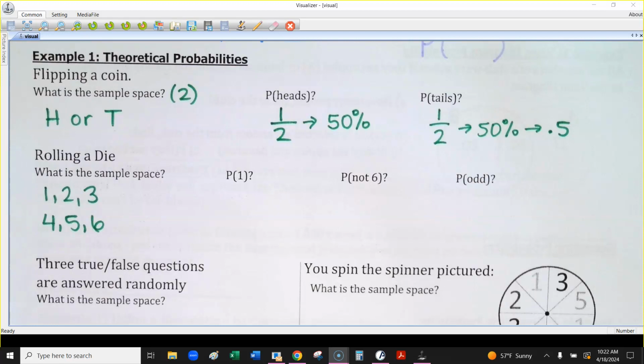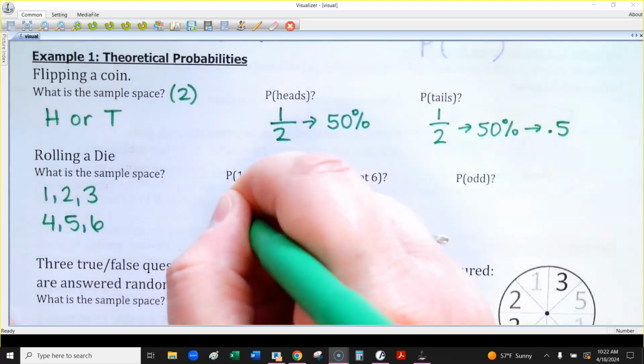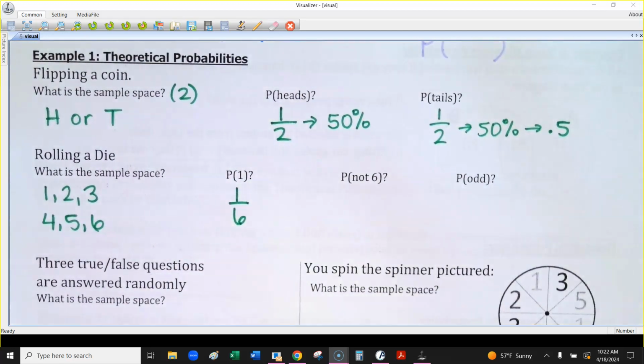1 out of 6, exactly. All right, now this one's kind of tricky. What would it be to not get 6?